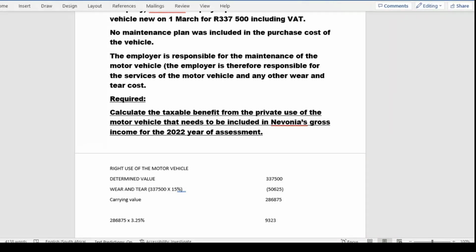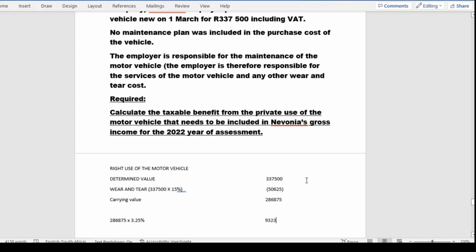Let me just verify that on my calculator. 286,875 multiplied by 3.25 divided by 100 is 9,323. There you are, very correct. Thank you. Well done so far.